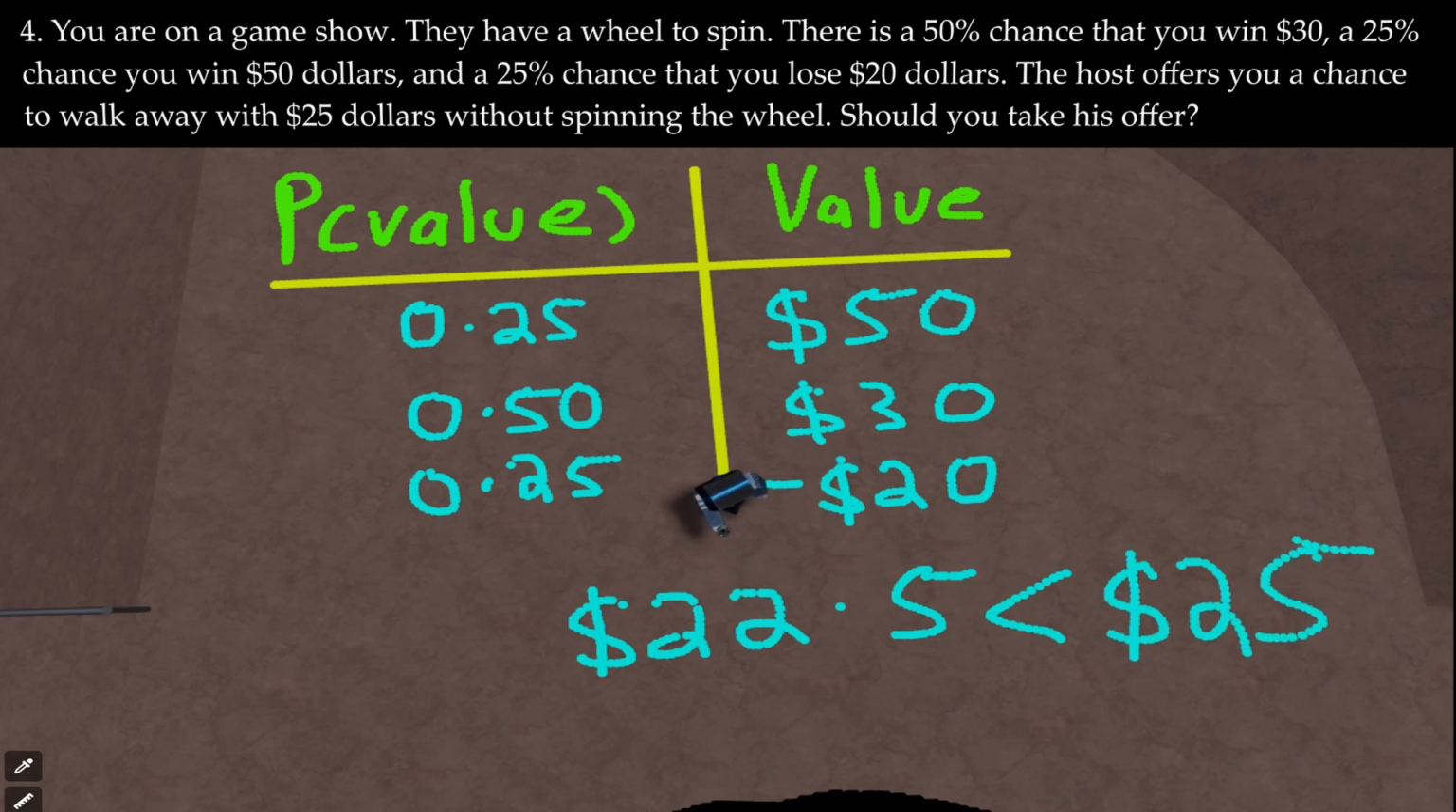And because of that, we should not spin the wheel, because on average, we would make less than $25. So it might be in our best interest to take the 25 and just go.